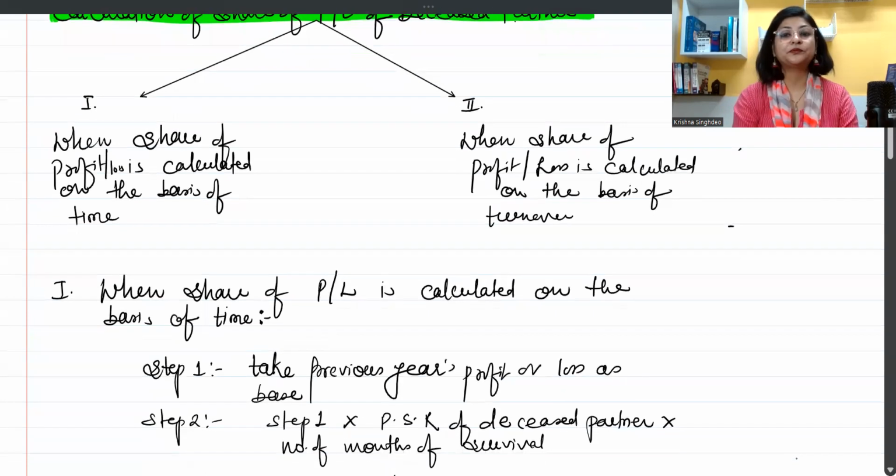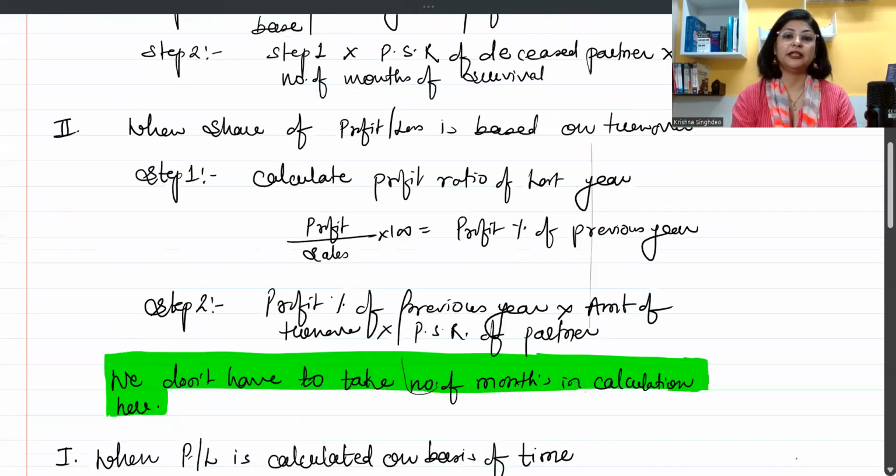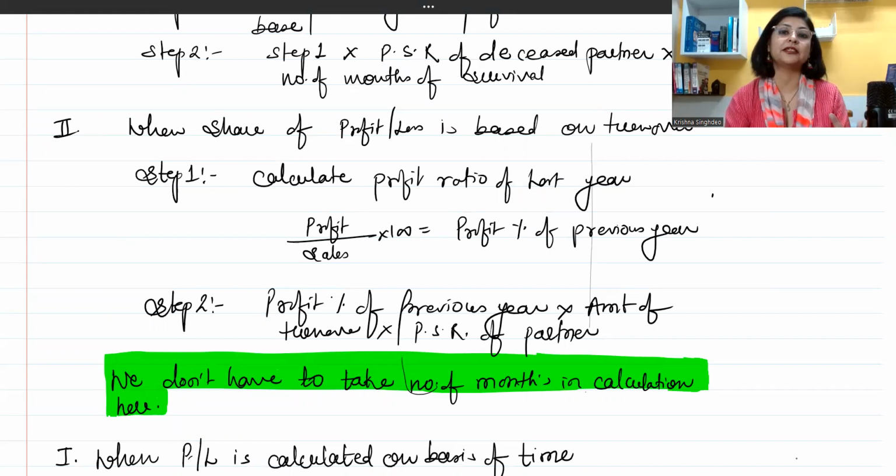As you can see over here, when share of profit or loss is calculated on the basis of turnover, step number 1 is that calculate profit of the previous year and sales. Ratio of previous year's profit and sales is to be calculated. Then profit percentage will come to know, and on the basis of this profit percentage, you will apply on the current year's turnover, which will be till the date of partner's death. Then multiply it with his profit sharing ratio.